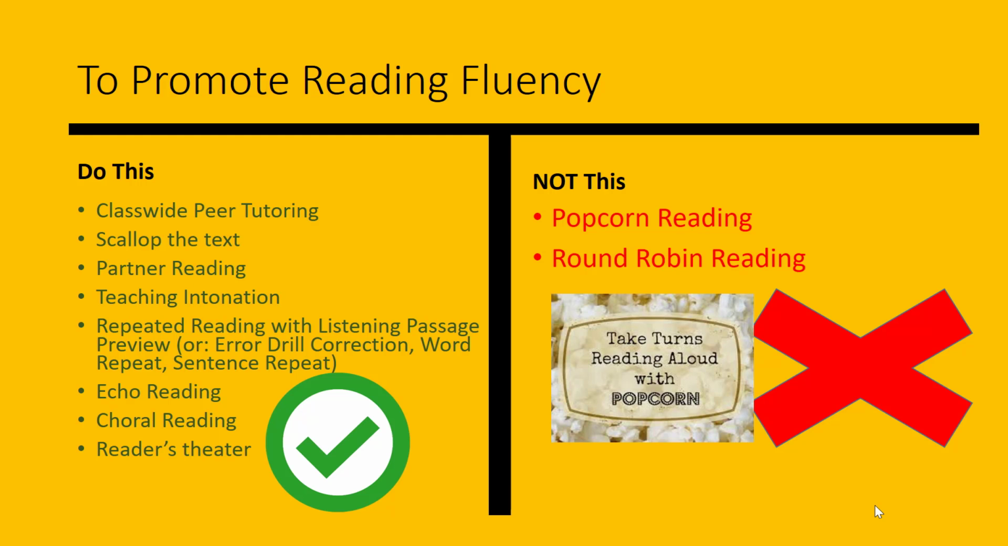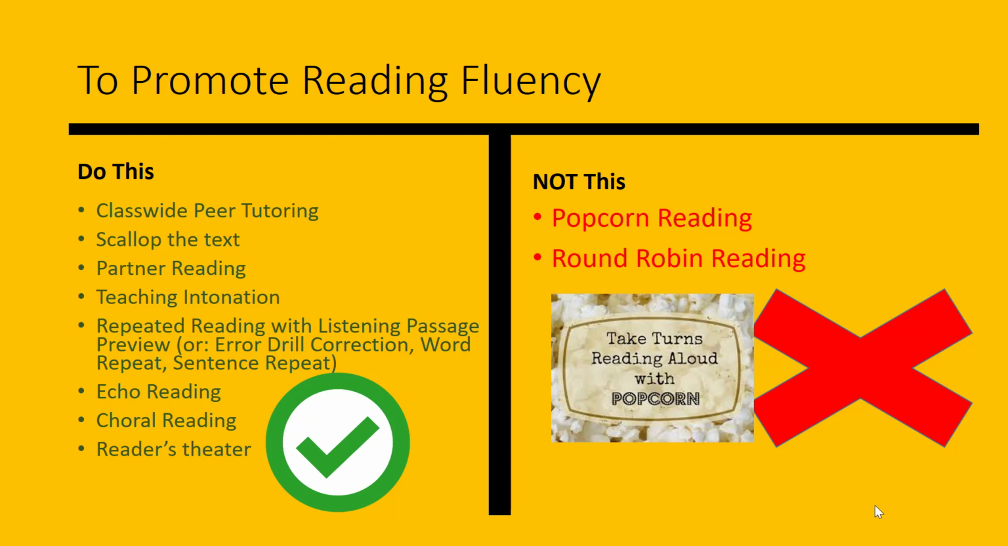To review, in order to promote reading fluency, there are items on the left of the slide saying what we should do, and items on the right hand of the slide telling us what not to do. So here's our to do. Do this to promote reading fluency. 1, class-wide peer tutoring. 2, scallop the text. 3, partner reading. 4, teach intonation. 5, repeated reading with listening passage preview or error drill correction or word repeat or sentence repeat. Echo reading, choral reading, and reader's theater.